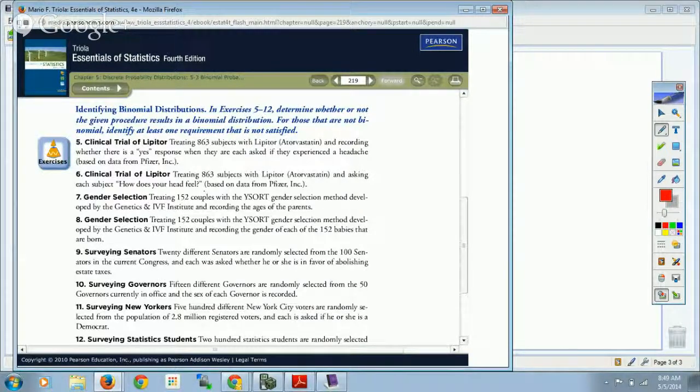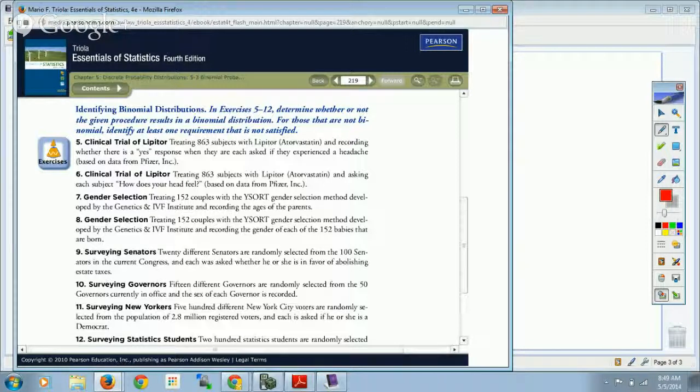Let's take a look at number 7, gender selection. Treating 152 couples with the Y-sort gender selection method developed by the Genetics and IVF Institute and recording the ages of the parents. Ages, there's a lot of different numbers that could be. That's not a success or a failure, so it's definitely not binomial.